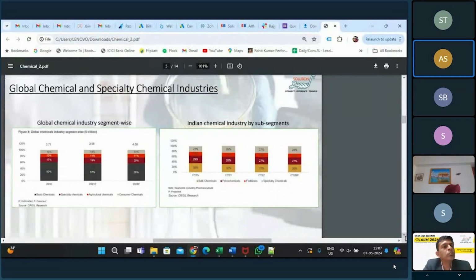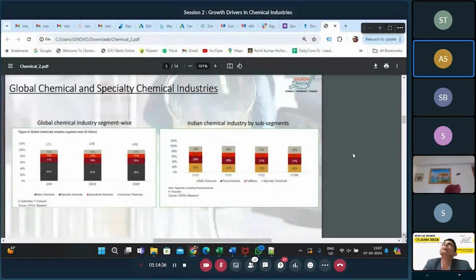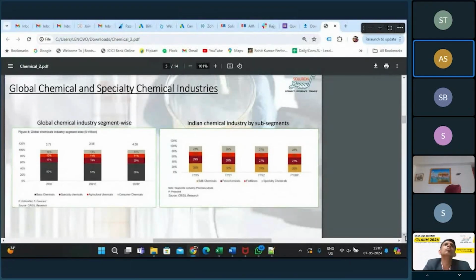A similar trend we see in the Indian chemical industry, which is divided into the sub-segments. If you see the bulk chemicals, petro, fertilizers, and specialty chemicals, again, the other three are either stagnant or degrowing, but specialty chemical is growing consistently. So this actually shows that specialty chemical is the major contributor of growth of the overall chemical industry.